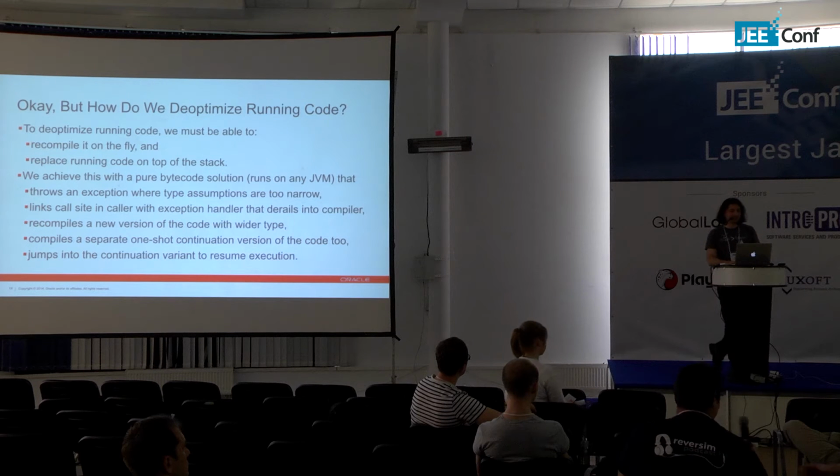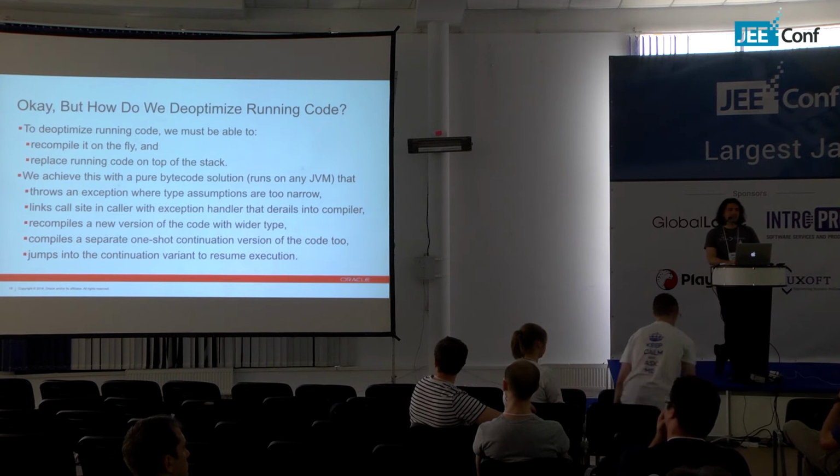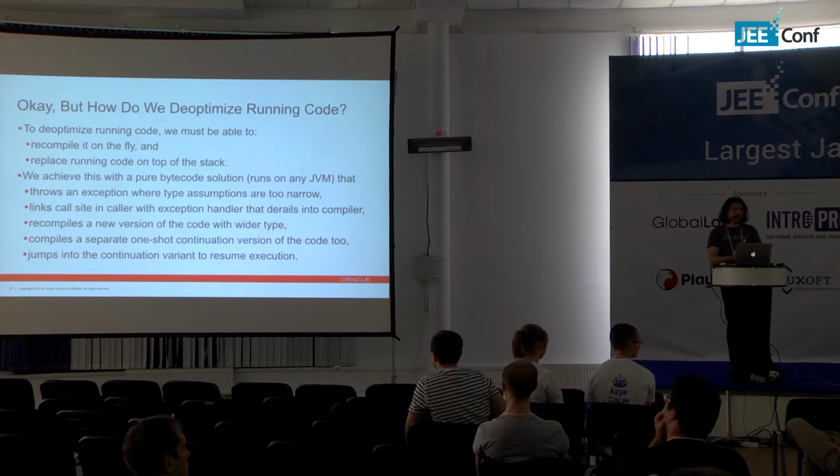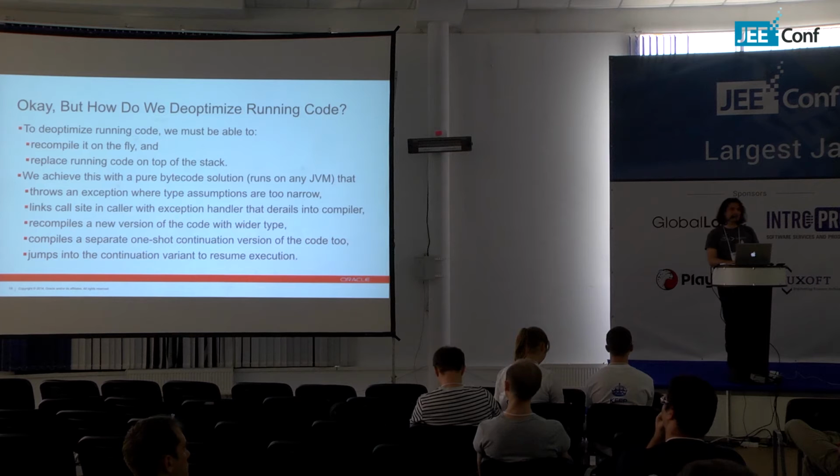Okay, thank you. Welcome. So, also, this is a good question. How do we de-optimize running code? To de-optimize running code, we must be able to recompile it on the fly and then replace running code on top of the stack. And we do actually have a pure bytecode solution for this. We're quite proud of it because it runs on any JVM. There's no Oracle HotSpot trickery involved. So you can take Nashorn, which is part of OpenJDK, and you can run it on IBM's VM or anything else.